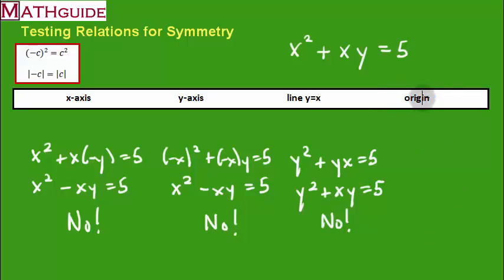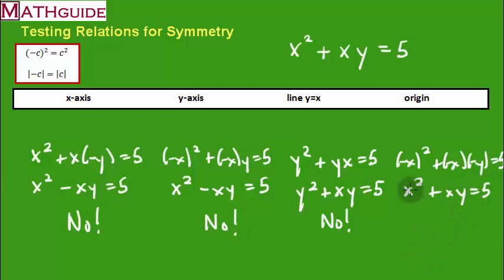Let's test to see if the origin has symmetry. So let's see what happens when I replace the x with negative x and the y with negative y. Okay, so what happens when I square a negative? I get x squared. When I multiply a negative times a negative, I get a positive.